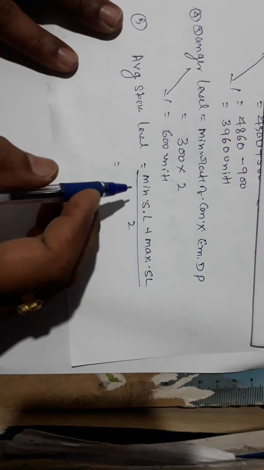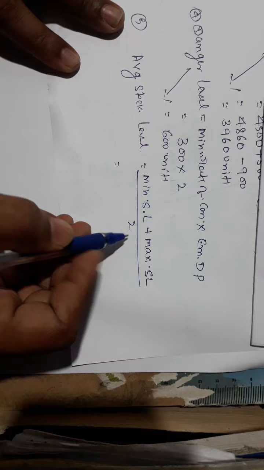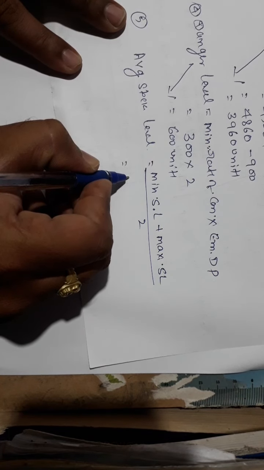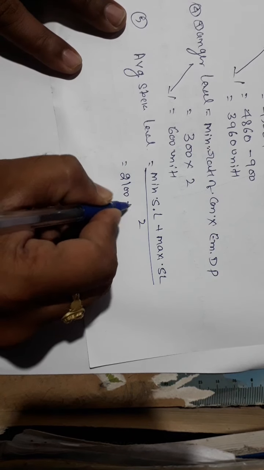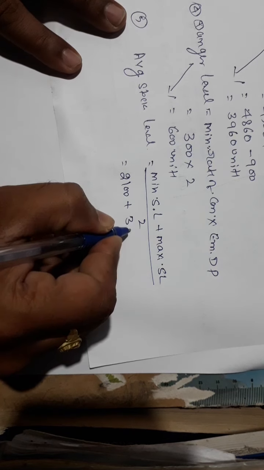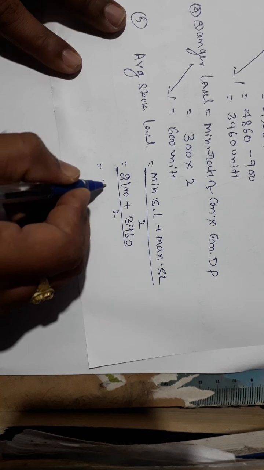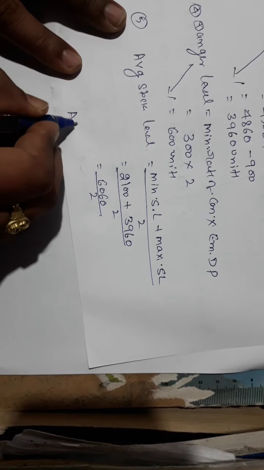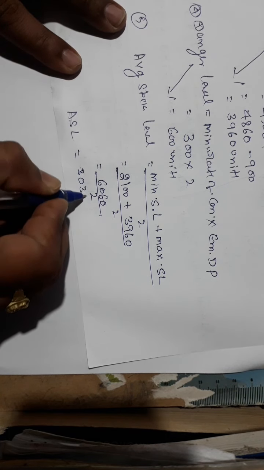Average stock level is equal to, the formula is minimum stock level plus maximum stock level divided by 2. Minimum stock level is how much? Minimum stock level is 2100 units plus maximum is 3960, divided by 2. That will become 6060 divided by 2. The ASL, as we call it for short, the answer is 3030.